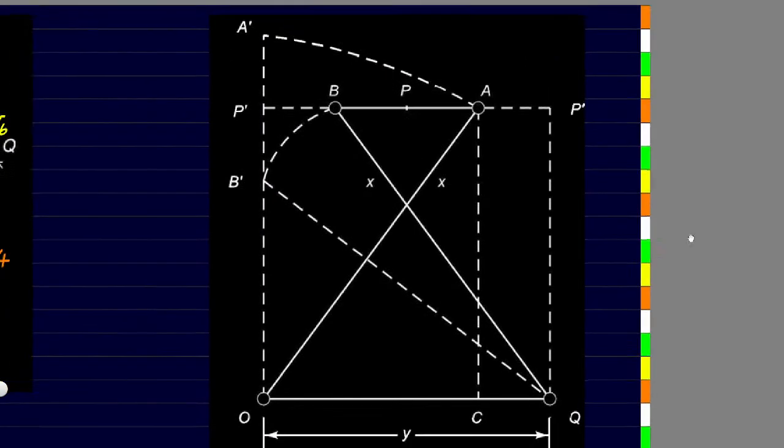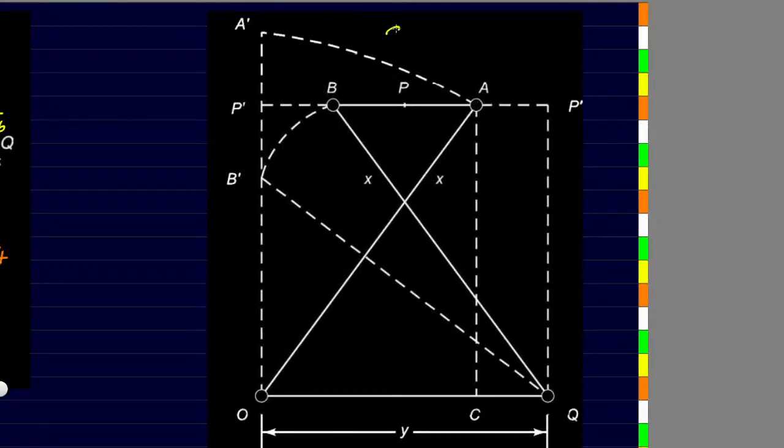Then coming here, this one is called Chebyshev. Now every book has a different spelling for this word Chebyshev. So again, this is an approximate straight line mechanism. It is not an exact straight line mechanism.